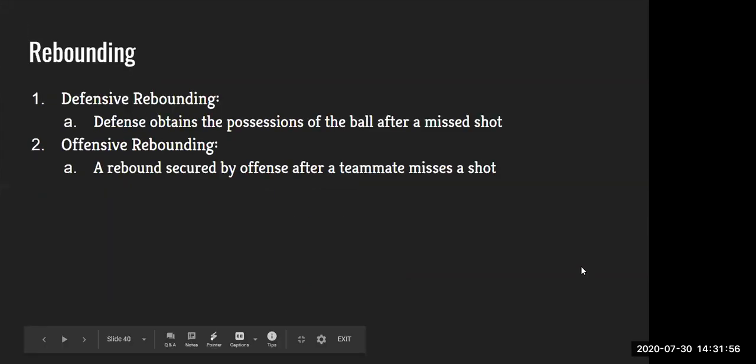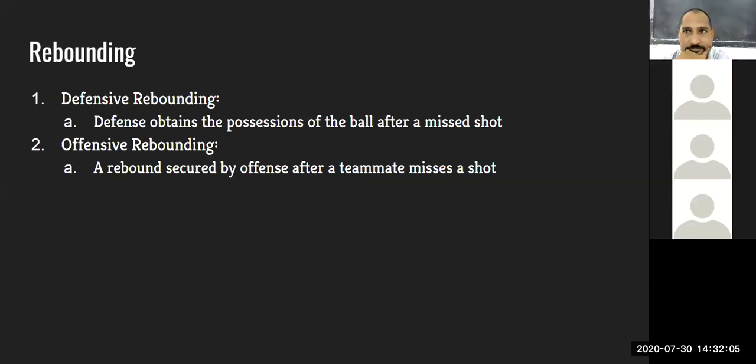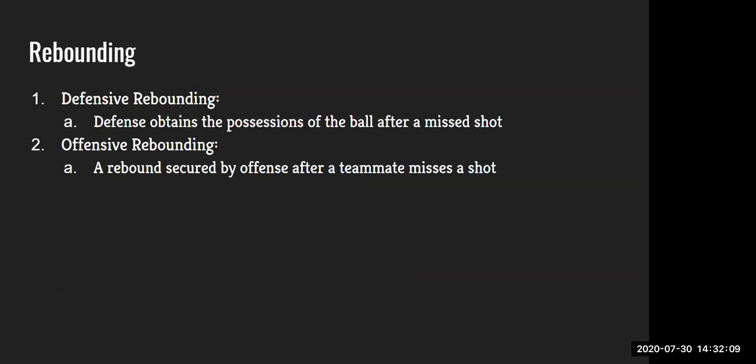Rebounding. There are two types of rebounding. One is defensive rebounding. Defensive rebounding is when the defense obtains the ball after a missed shot. If a player does not score and the defensive team gets possession of the ball, that's defensive rebounding. And offensive rebounding is the opposite, when the offensive team retains the ball after a missed shot.